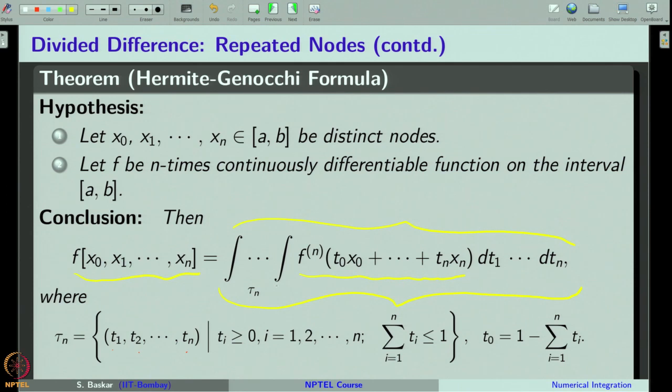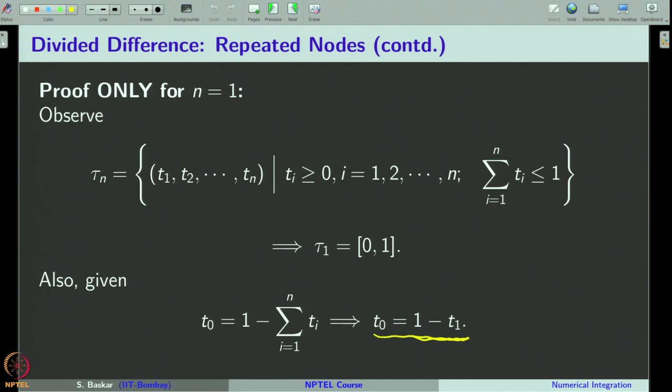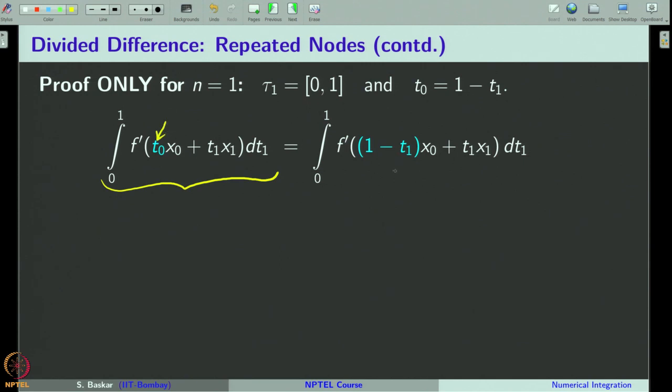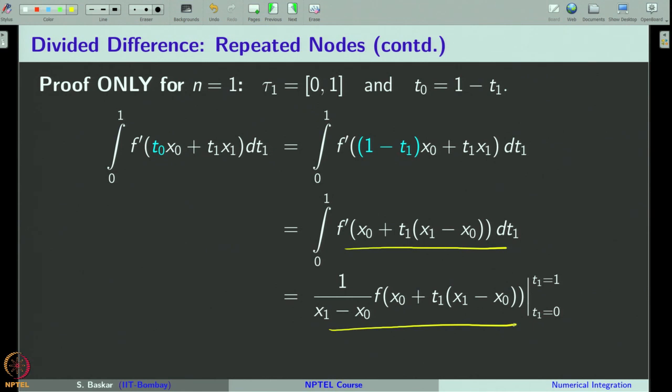Let us take the right hand side and see how we can obtain the divided difference from this formula. For that, let us take the right hand side with n is equal to 1, and that is given by this. And remember, we have t naught equal to 1 minus t 1. Let us replace t naught by 1 minus t 1. And now, you can slightly adjust this argument and write it as x naught plus, you take t 1 and combine it with the second term and write t 1 into x 1 minus x naught. Okay? And now you are integrating it over the interval 0 to 1, and that can be directly integrated to get this expression, right? You are integrating with respect to t 1, remember that. Therefore, the integral can be written like this, evaluated at these two points.